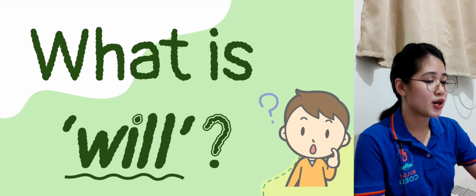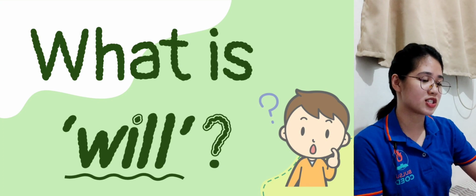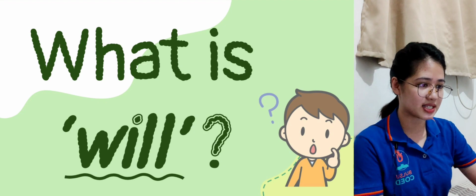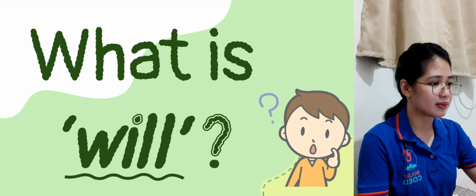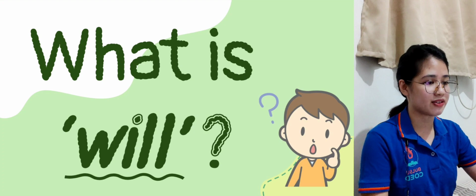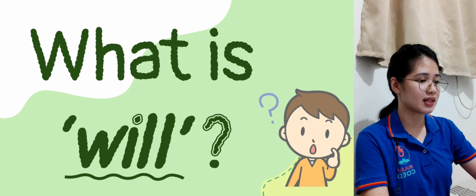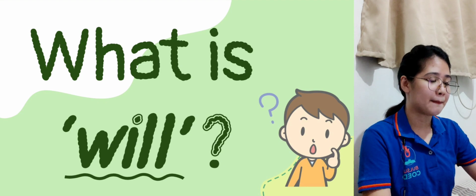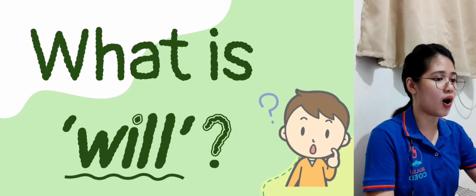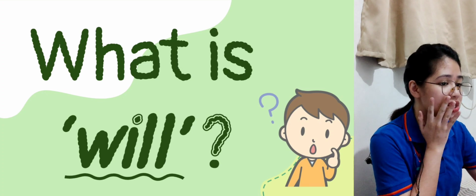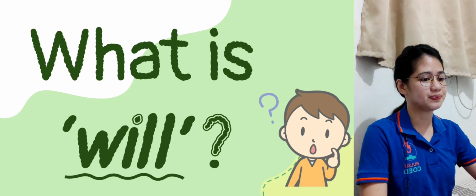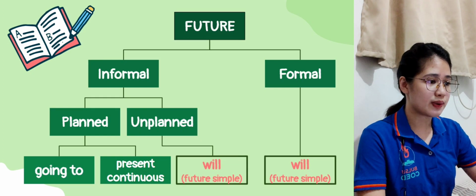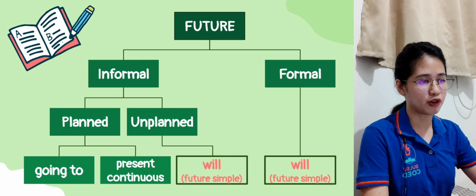In English, we have many tenses and ways to talk about the future. Some of them are basic and some of them are more advanced. So now, let's start by looking at some basic ways to talk about the future in English. The three basic ways are by using the phrase going to, by using the present continuous, and by using will, which is our focus for today.